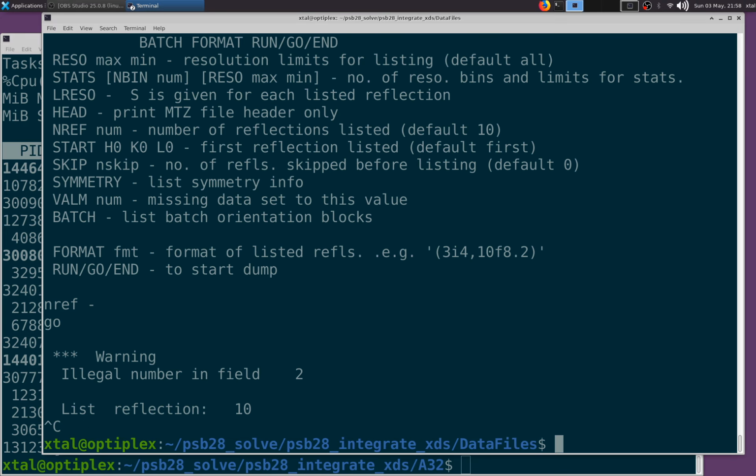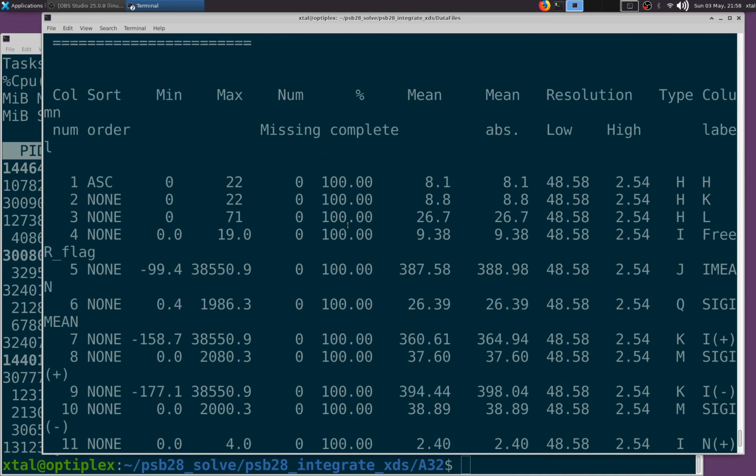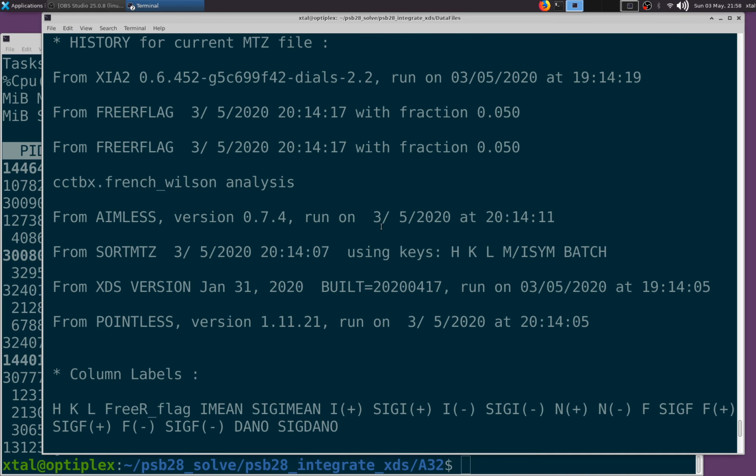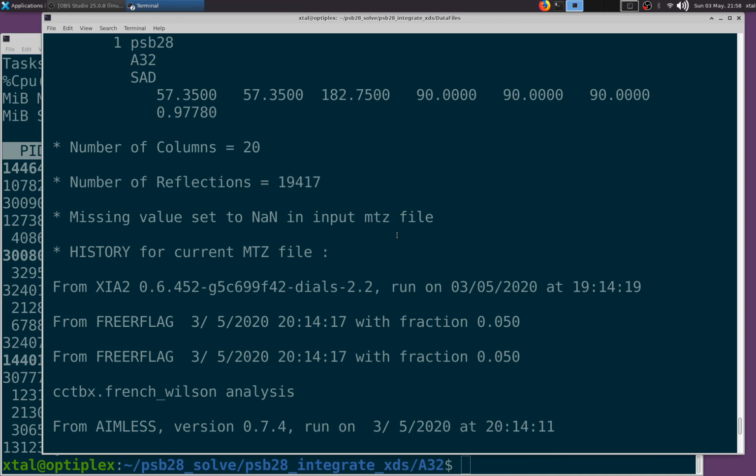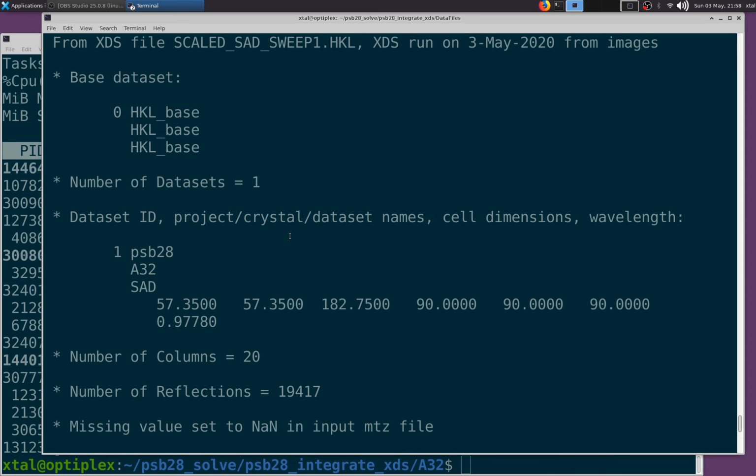Okay, so this MTZ file is our reciprocal space coordinate file. I'm just taking a look at the header of it here. So it has a dataset ID, crystal dataset name, so this is SAD because I specified sulfur as the anomalously scattering atom. Even though we're going to solve this by molecular replacement, I want to see the anomalous stats in the file later on.